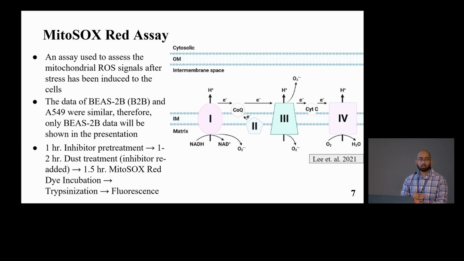Then we did a 90-minute MitoSOX Red dye incubation. And so the MitoSOX Red dye binds to the ROS once it's formed within the cell. That way, the fluorescence and the mitochondrial signal, which I will get into later, can be detected by the fluorescence machine. And then we trypsinized the cells and resuspended them into a buffer. And then within the buffer is where the ROS fluorescence was detected.